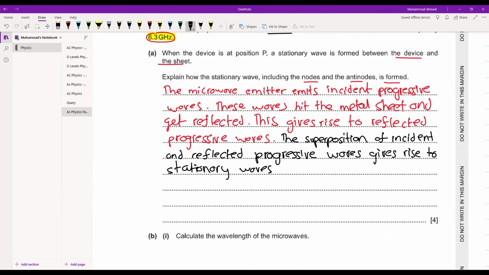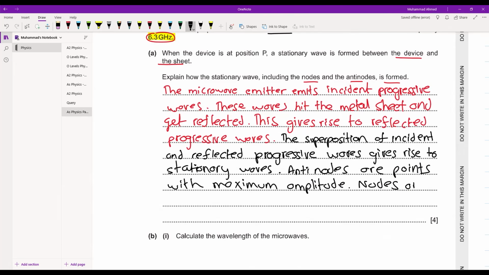After that, you also have to tell about nodes and antinodes. What are antinodes? Antinodes are points with maximum amplitude. What are nodes, children? Nodes are points with minimum amplitude. Simple, easy peasy, lemon squeezy.